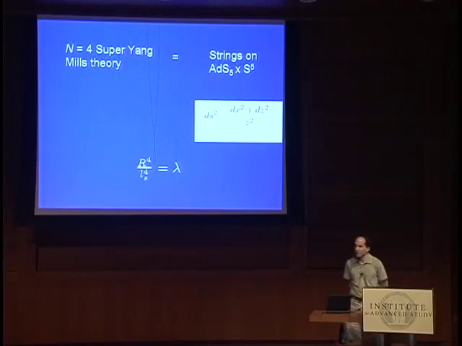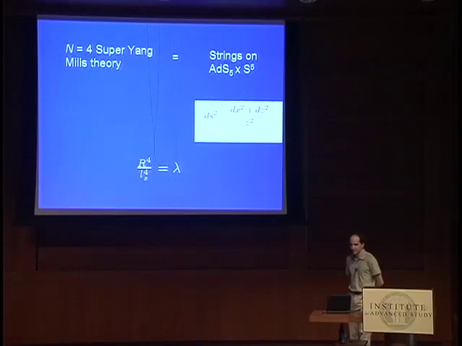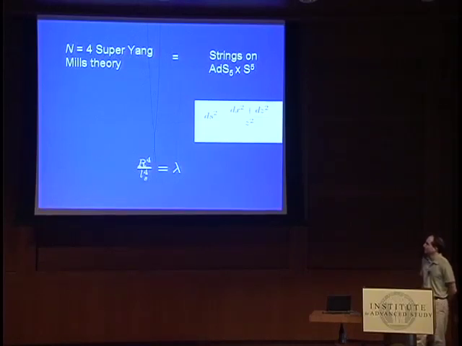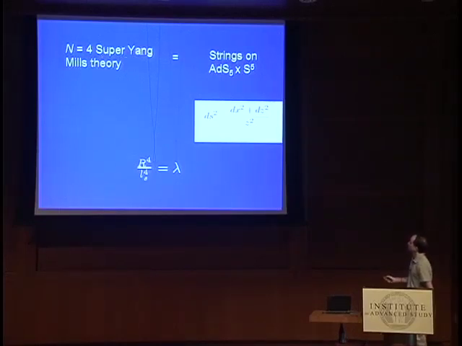Now, it would be wonderful to find the string theory that describes QCD, especially this low energy limit of QCD or the large N limit of QCD. We don't know that string theory yet, but we do know the string theory that describes N=4 super Yang-Mills theory. N=4 super Yang-Mills is a supersymmetric version of Yang-Mills theory, the version that has the largest amount of supersymmetry but still is a field theory. It's a theory essentially completely determined by the symmetries except for the coupling constant. And that theory is related to strings on AdS5 x S5.